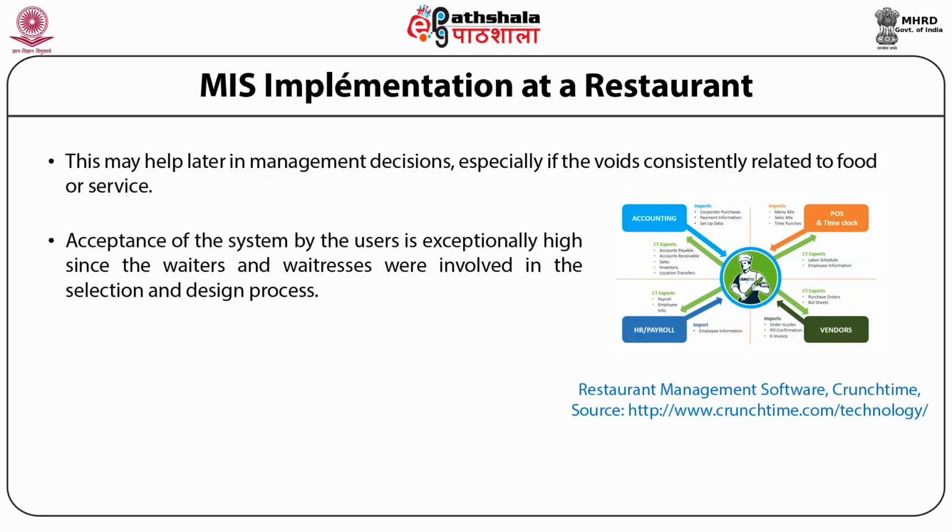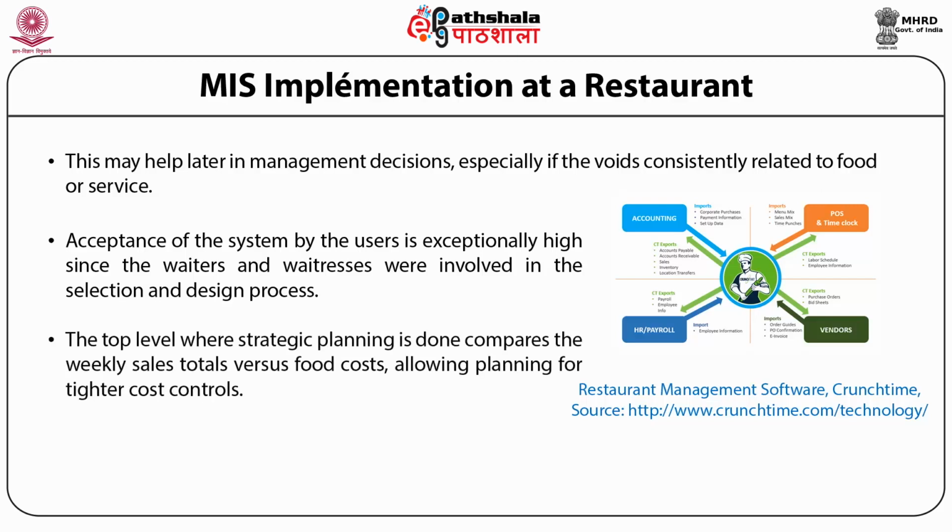Strategic decisions are characterized by uncertainty at the top level, where up to the minute information on the food items ordered and a breakout of the percentage showing sales of each item versus total sales is provided. The top level, where strategic planning is done, compares the weekly sales totals versus food cost, allowing planning for tighter cost control.